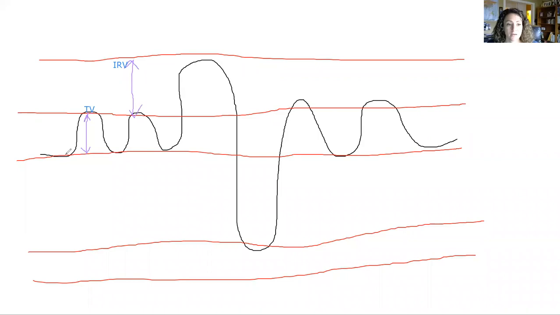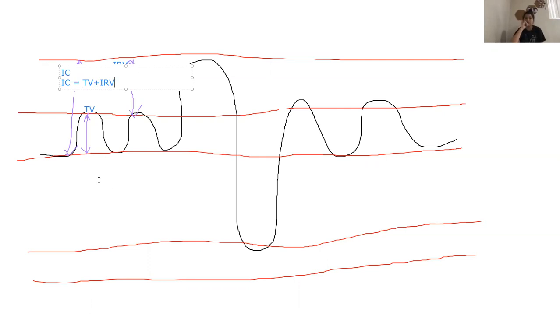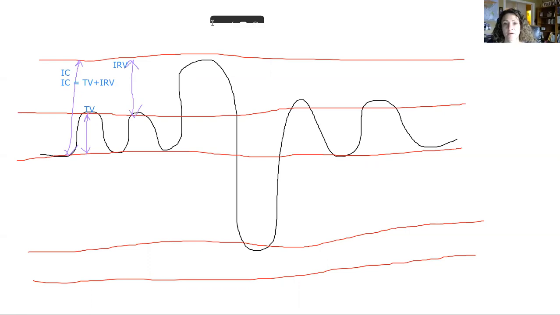Okay, so if we combine those two, Susanna, what would that be? The inspiratory capacity. Inspiratory capacity doesn't really have a word definition. It just has a formula. So we'd say inspiratory capacity equals what? TV plus the IRV. Good. So inspiratory capacity is the combination of the tidal volume and the inspiratory reserve volume.